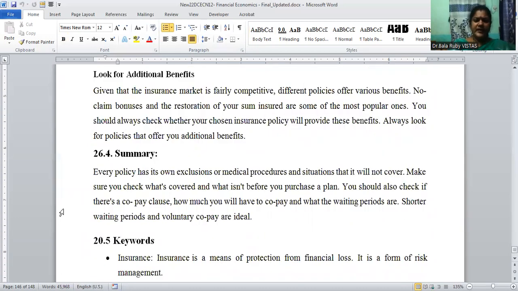Every policy has its own exclusions, or medical procedures and situations that it will not cover. So make sure that you check what's covered and what is not before we purchase a plan. And we should also check if there is a copay clause, how much we will have to copay, and what the waiting periods are. Shorter waiting periods and voluntary copay are ideal.